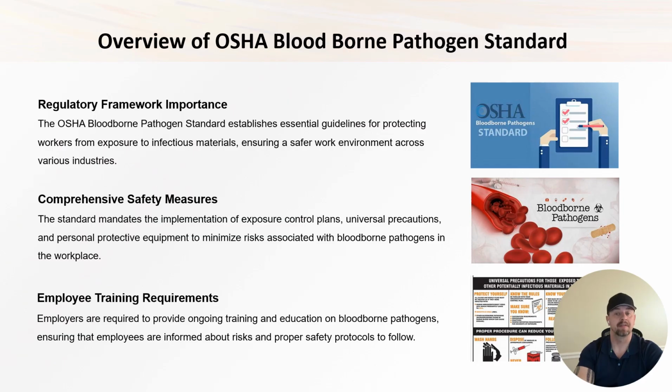Overview of OSHA's Bloodborne Pathogen Standard. Regulatory framework importance. The OSHA Bloodborne Pathogen Standard establishes essential guidelines for protecting workers from exposure to infectious materials, ensuring a safer work environment across various industries. Comprehensive safety measures. The standard mandates the implementation of exposure control plans, universal precautions, and personal protective equipment to minimize risks associated with bloodborne pathogens in the workplace. Employee training requirements. Employers are required to provide ongoing training and education on bloodborne pathogens, ensuring that employees are informed about risks and proper safety protocols to follow.